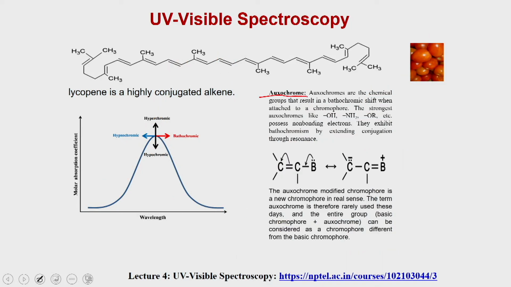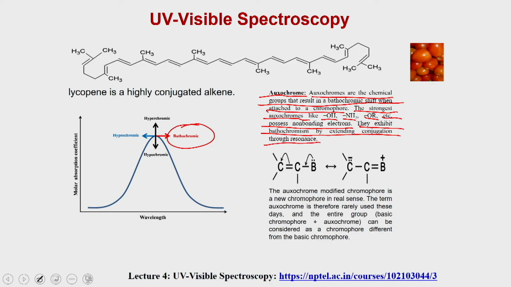Apart from that, you have auxochromes. Auxochromes are chemical groups that result in a bathochromic shift, which means a shift towards the longer wavelength, when attached to a chromophore. The strongest auxochromes, like hydroxyl groups, amine groups, etc., possess non-bonding electrons. They exhibit a bathochromic shift by extending conjugation through resonance. The auxochrome-modified chromophore is not a chromophore in the real sense.